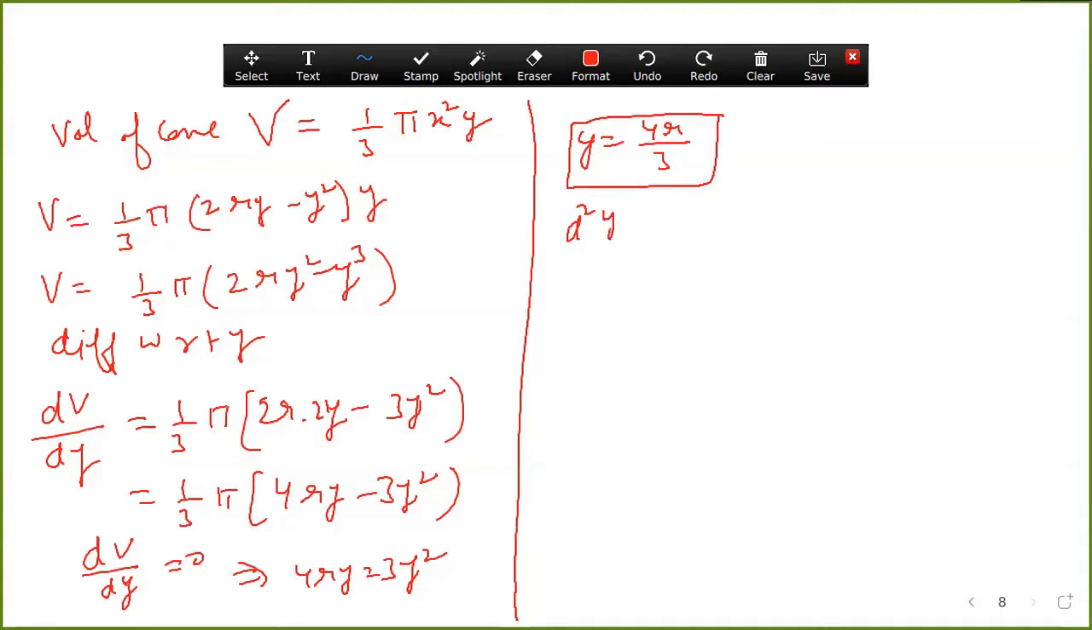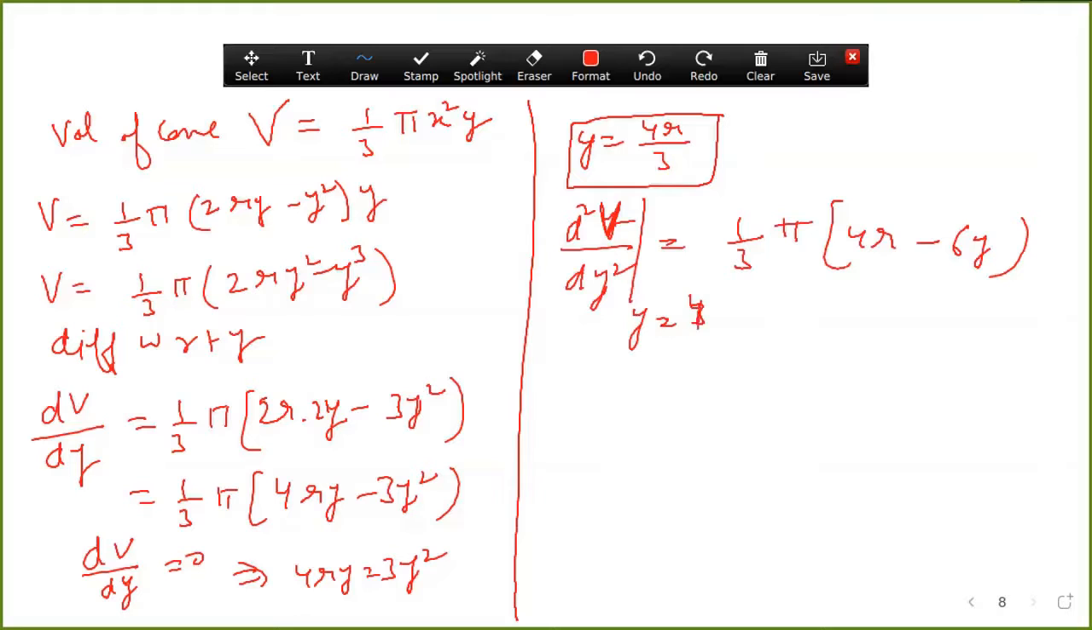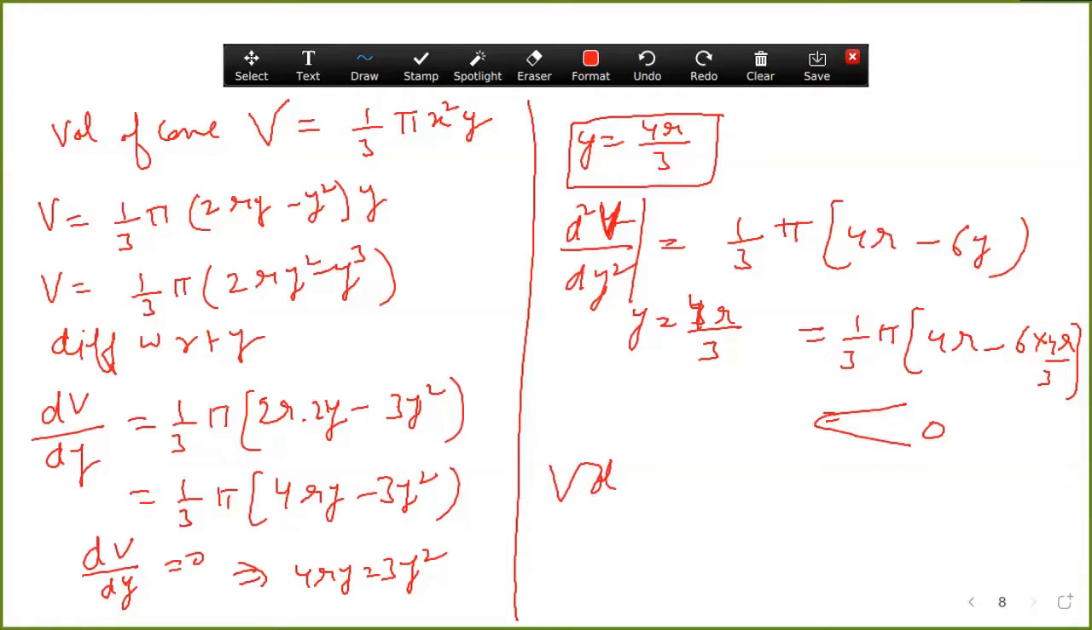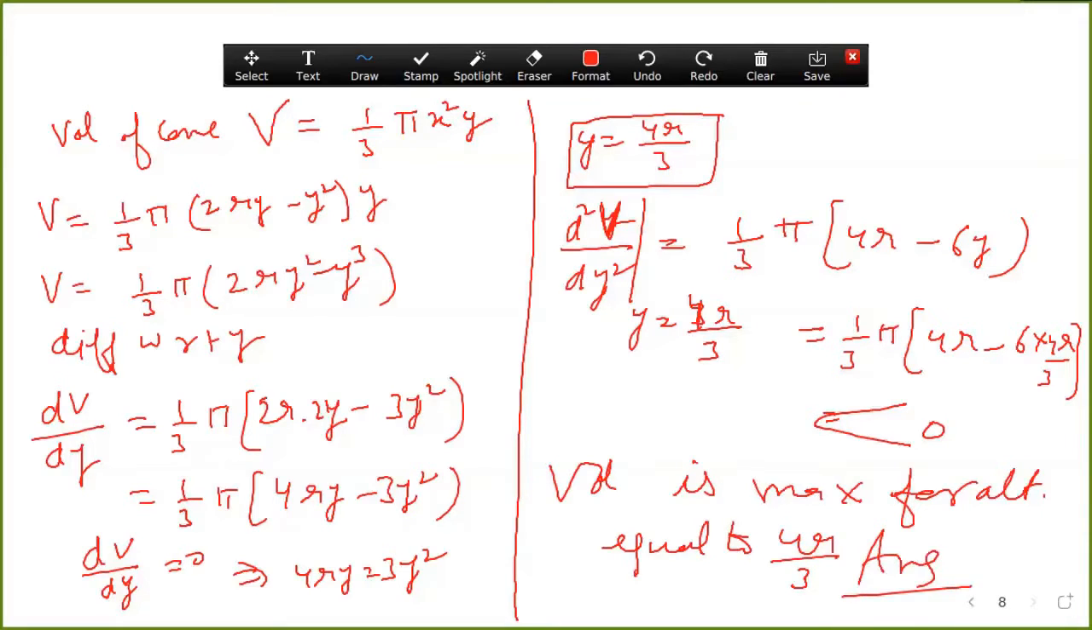Now the second derivative, d square V upon dy square. What are you getting? 1/3 pi times 4r minus 6y. At y equal to 4r upon 3, what is the value? That is 1 upon 3 pi times 4r minus 6 into 4r upon 3. Simplify it. This will always be negative, less than 0. So the volume is maximum for altitude y equal to 4r upon 3. This is the answer for question number 15.